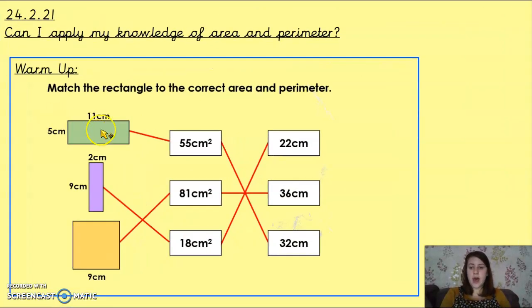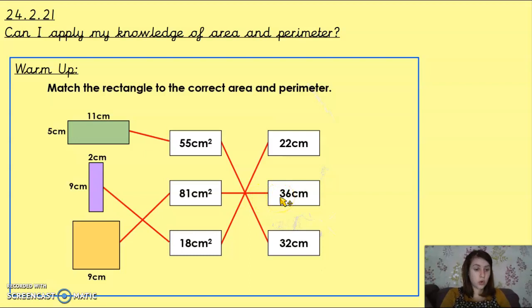Okay, so our first shape, we've got 11 by 5, so we times 11 by 5, which gives us 55 centimetres squared. Then if this side is 5, this must be 5. If this is 11, this must be 11. If we add them all together, we get 32 centimetres. Then shape number 2, we've got 9 by 2. 9 times 2 is 18 centimetres squared, so that's the area for that one. Similarly to the first one, if that's 2, that should be 2. If that's 9, that should be 9. Add them all together and we get 22 centimetres. And then our third shape is a square, so if this is 9, this must be 9, so we've got 9 times 9 is 81. And then we've just got 4 lots of 9 to add together to get the perimeter, which is 36 centimetres.